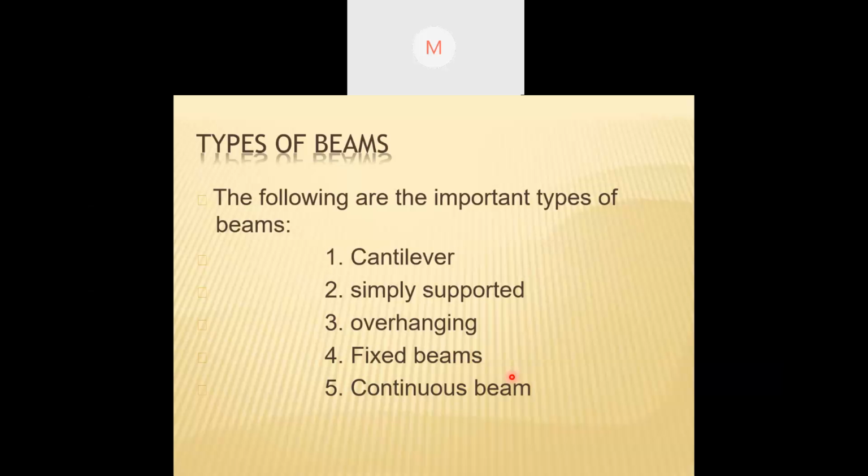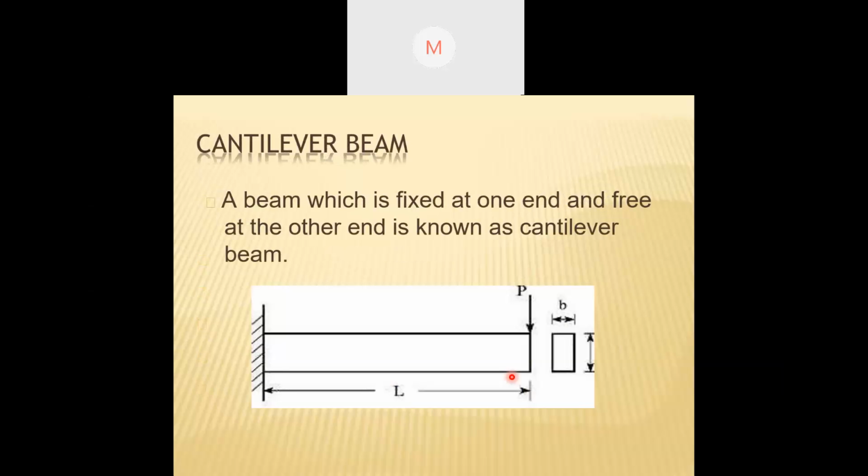Number one is cantilever. Number two is simply supported. Number three, overhanging. Number four, fixed. And number five, continuous. So now, first of all, cantilever. What is a cantilever beam actually? Look at this figure. One end of the beam is fixed, while the other end is what?